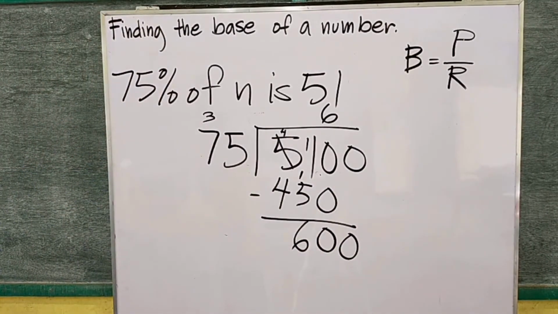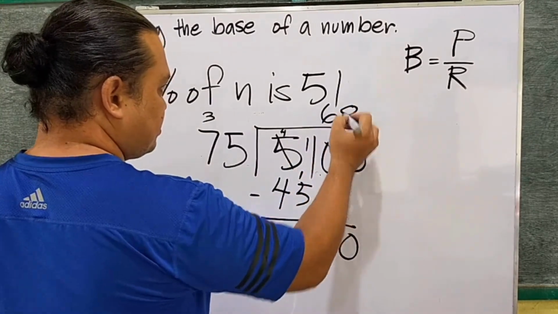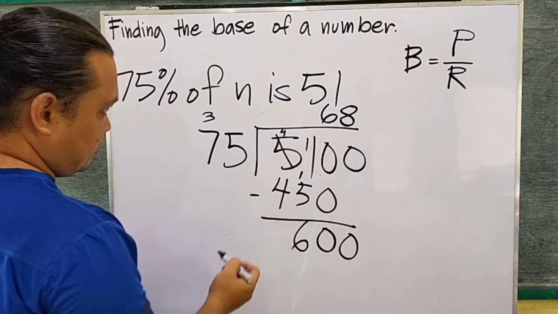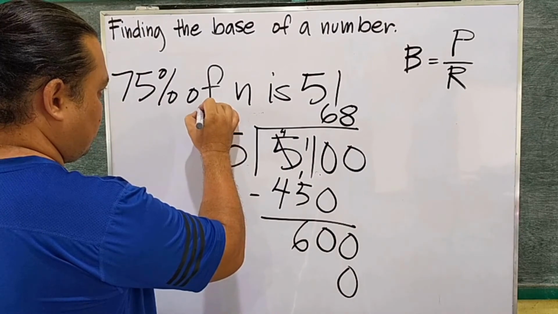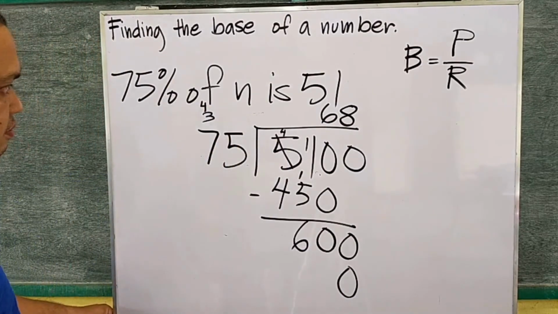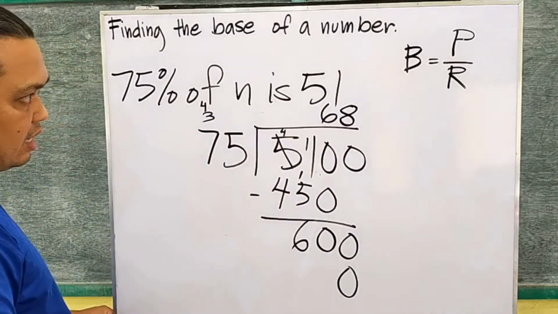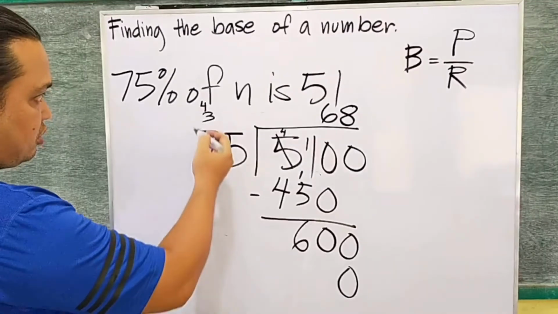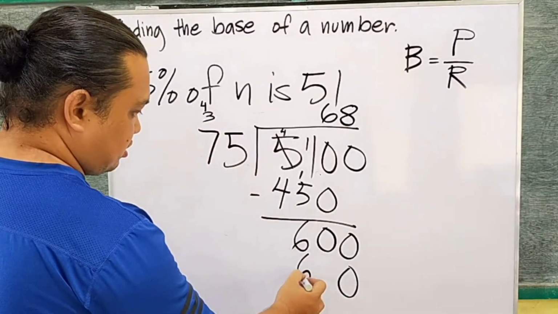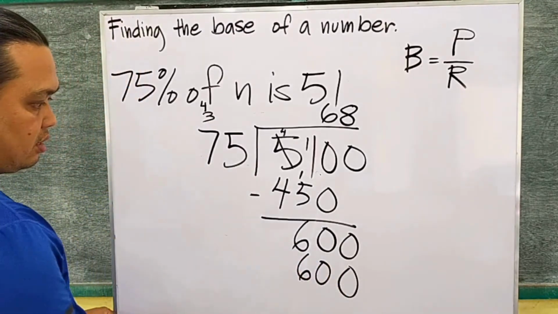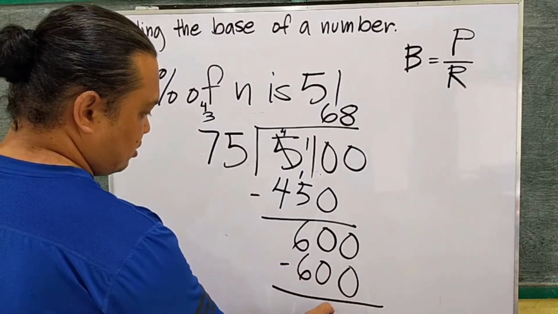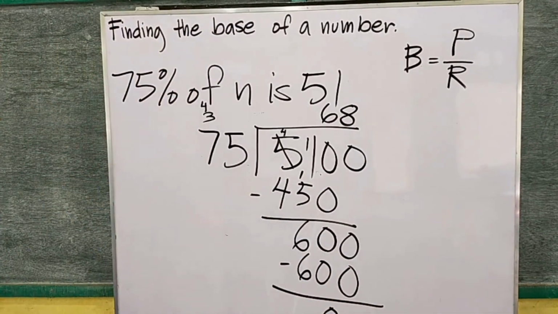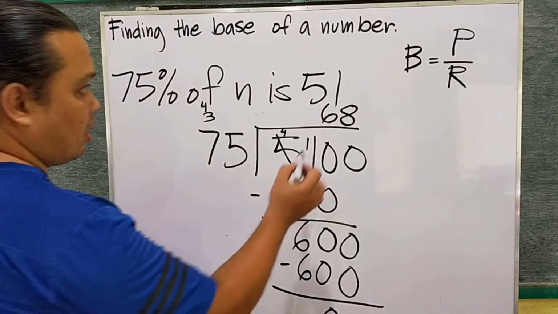Now let's divide 600 by 75. Let's try 8. Now 8 times 5, that's 40. 0, carry 4. Now, 8 times 7, that's 56. 56 plus 4, that's 60. So we have 600. 600 minus 600, that's 0. So we have 68 for our answer here.